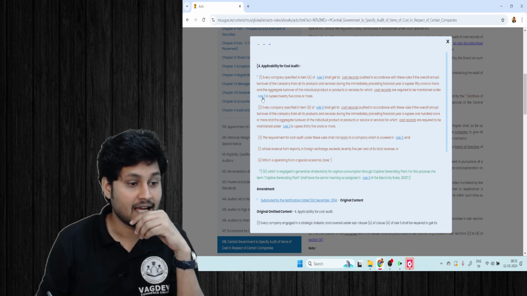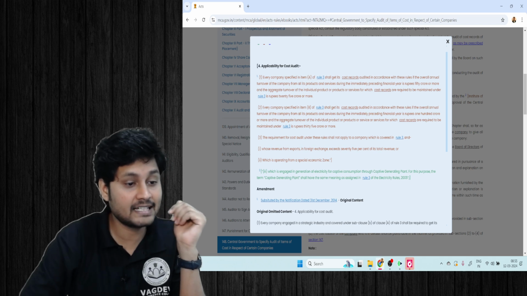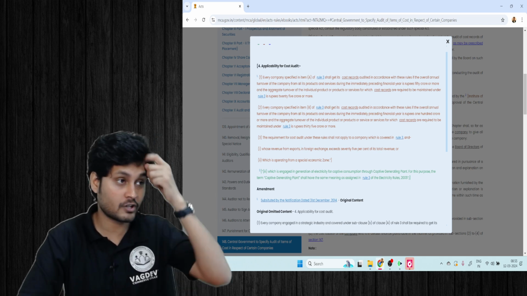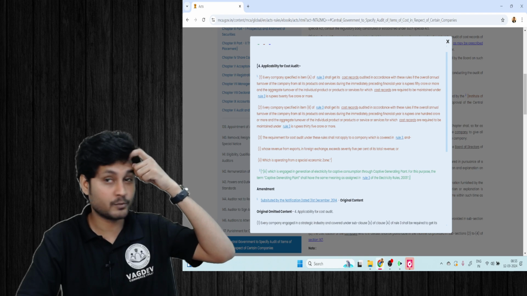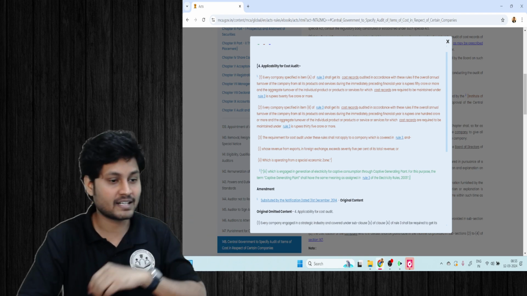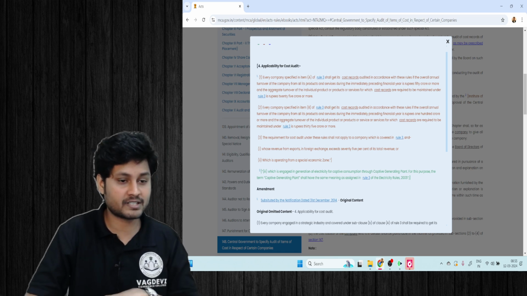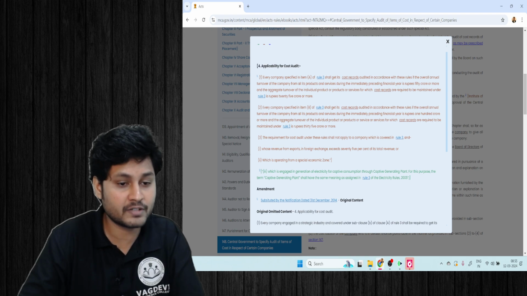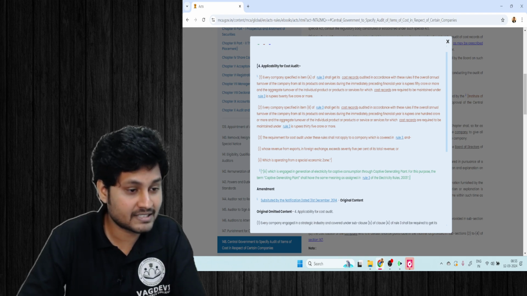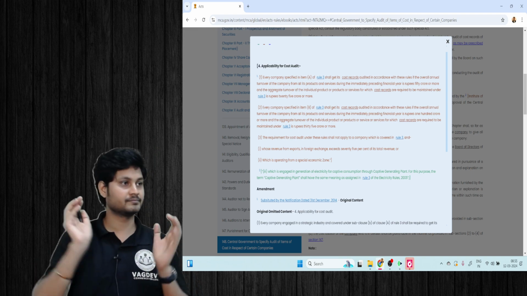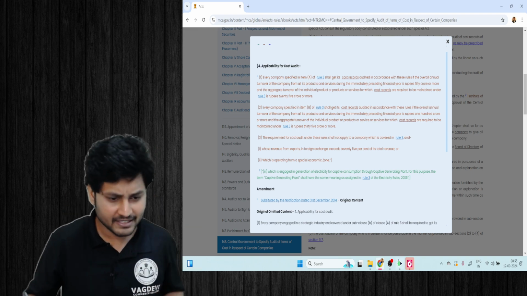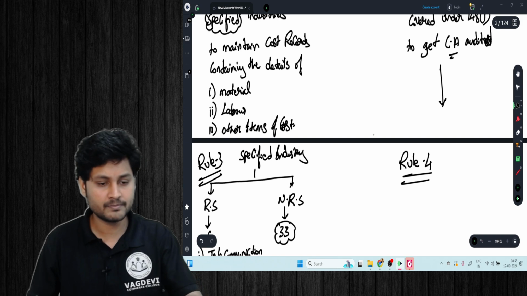50 crores or more, and the aggregate turnover of the individual product. It is not or, it is and; both conditions must be satisfied. So the second one: and the aggregate turnover of the individual product for which the cost records are required to be maintained under rule number 3 is rupees 25 crores or more. Let me take it down.